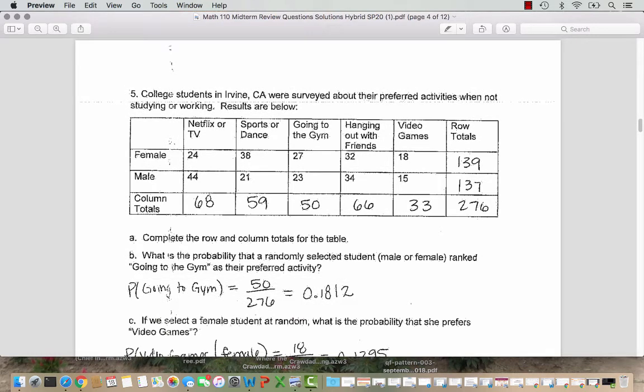Question 5 is a two-way table. So the rows correspond with females and males, and the columns correspond with different activities. This data is from college students in Irvine, California, who were surveyed about their preferred activities when they were not studying or working. So the first thing you have to do is total up the columns and the rows. A two-way table like this is used to store categorical data.